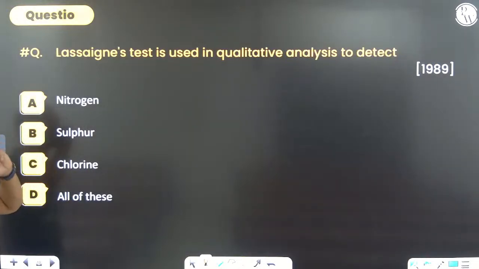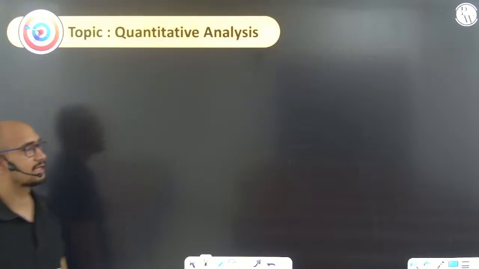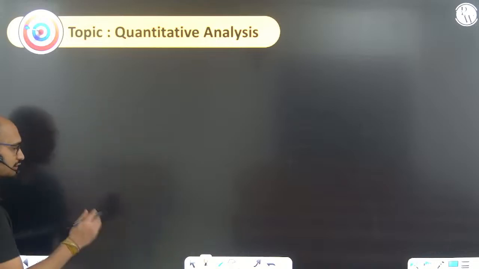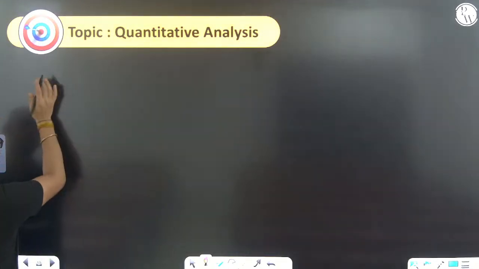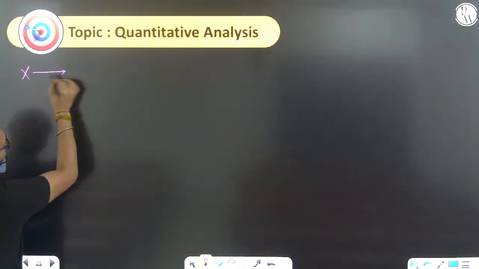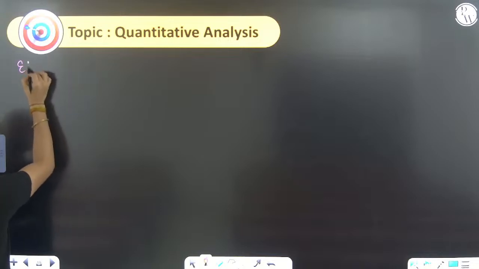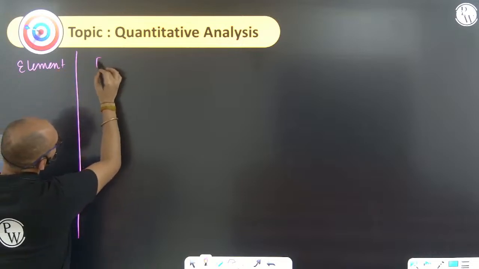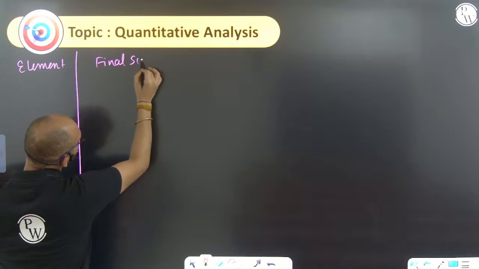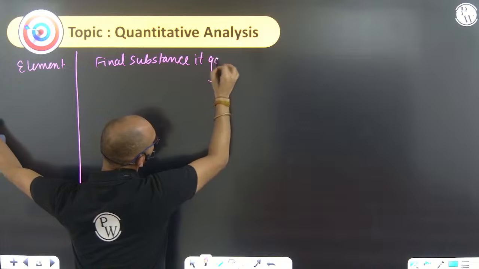Next, Lassaigne's test is used in qualitative analysis to detect nitrogen, yes, sulfur, yes, chlorine, yes, all of these. Now for quantitative analysis there is one rule that you always have to follow. One formula only I'm telling you. Whatever the things for quantitative analysis, halogen will have to be converted. Consider it is the element. I'm writing a few things. Element to be detected, then the final substance it got converted to.